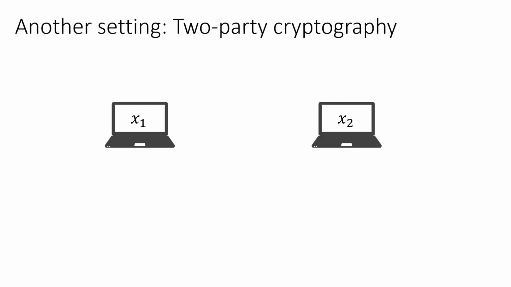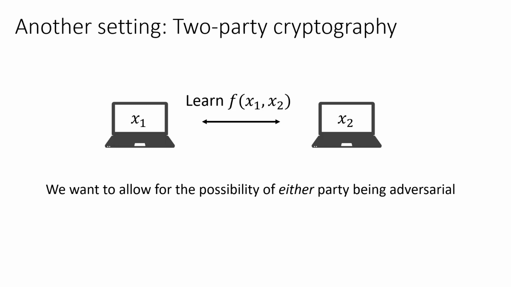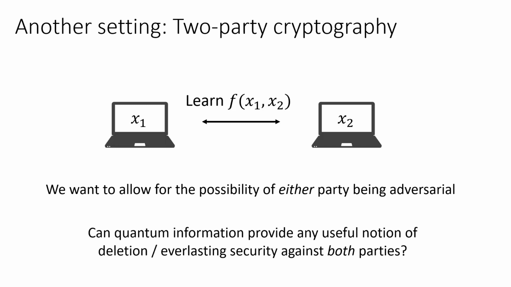So now, in the setting of two-party cryptography, we have two parties that are mutually distrustful. They might each have a private input. They want to compute some function of that private input. And we want to allow for the possibility of either party being adversarial, okay? And so the question that we can ask is, can quantum information actually provide any useful notion of deletion or everlasting security against both or either party in this more demanding setting, right?